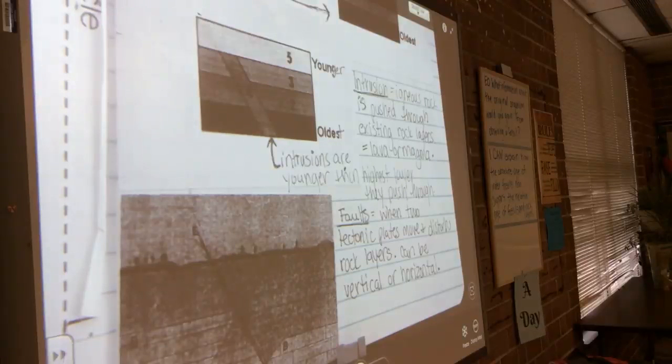The tricky part about faults also, they can either be vertical, which is what this is, where the plates are sliding vertically against each other, or they can be horizontal, where the plates are sliding across each other like this. So scientists have to know where the fault lines are, how that affects the rock layers, and then they can date the rock layers.